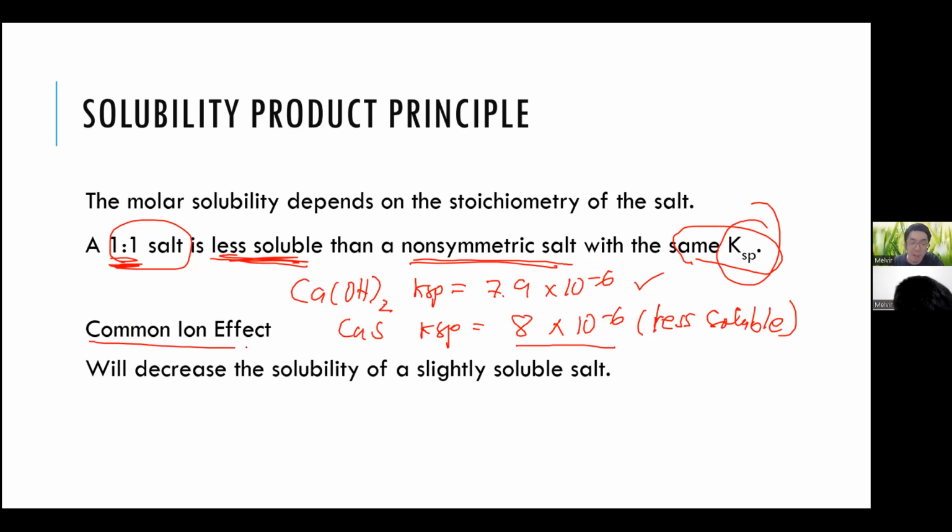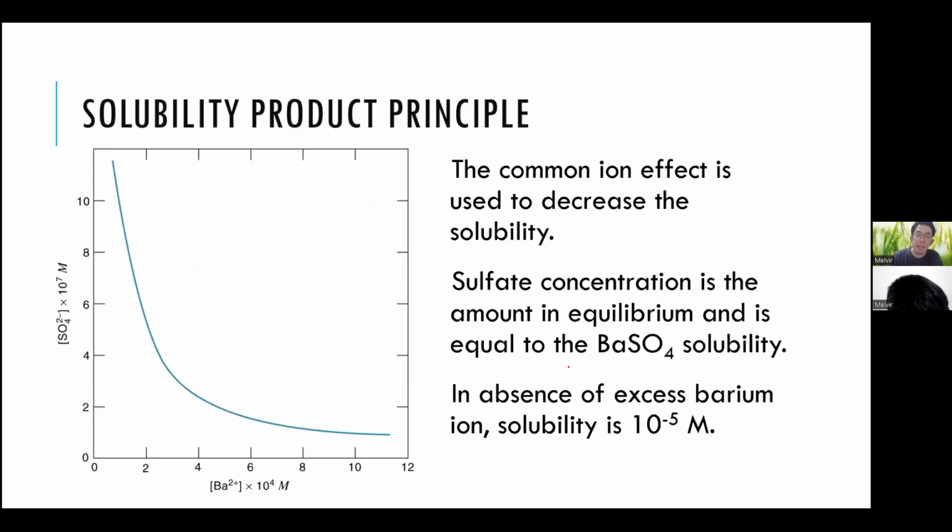So, pag may common ion effect, nakita na natin to yung sinolve natin, yung lead iodate. Kung naalala mo, no? This will decrease the solubility of a slightly soluble salt. Insoluble na nga siya, mas lalo pa natin siyang magiging insoluble pag may common ion effect. Pakitandaan to ha. Common ion effect in a partially soluble solid will decrease the solubility of that slightly soluble salt. Okay? So, na-prove naman natin siya last time. So, this is the graph nung common ion effect. The common ion effect is used to decrease the solubility.